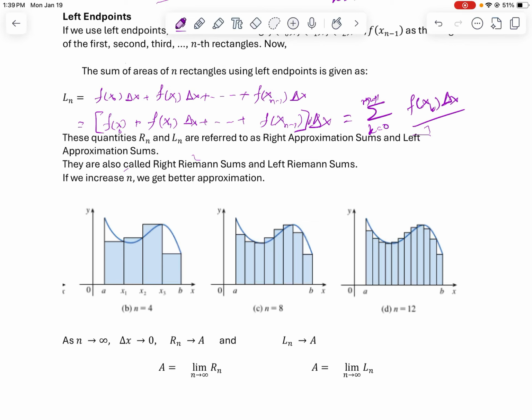Hello, we continue with section 5.1. In the last video, I showed you that given a curve and we need to find the area under the curve, we can approximate the area under the curve by using rectangles with heights determined by either the left endpoints of the subintervals or the right endpoints of the subintervals.